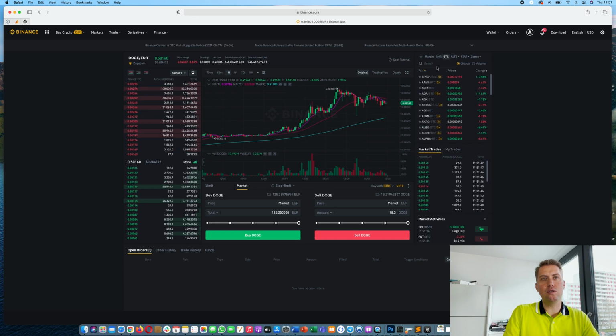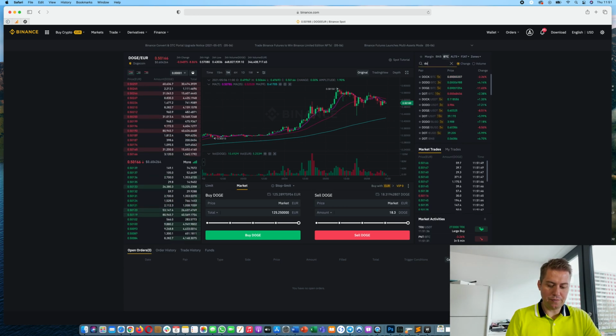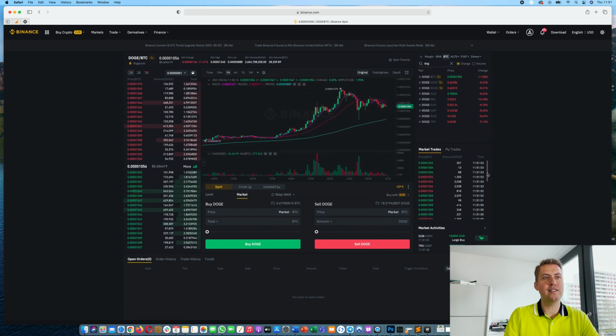You could also do that against Bitcoin or any other cryptocurrencies. Just want to show you that the trading interface will basically look the same. You need to choose spot here, limit or market order. Then you can just choose how much you want to invest.